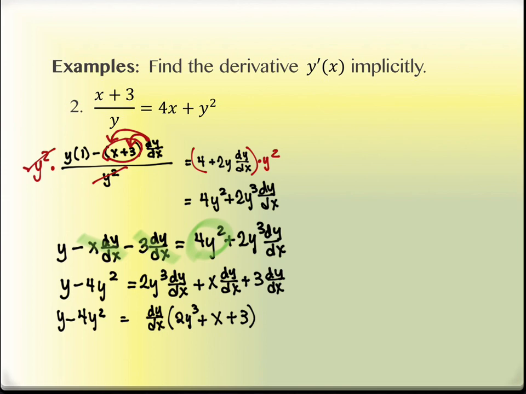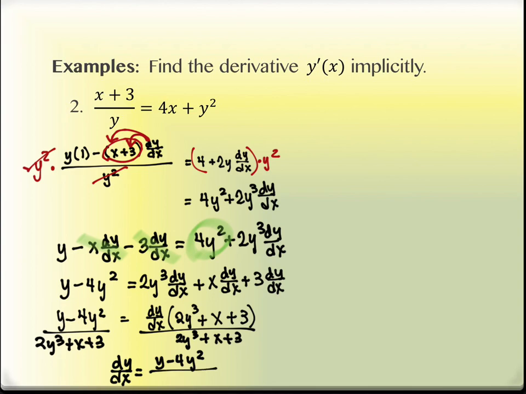What would my last step be? Yeah, divided by the stuff that's in parentheses, the stuff that got factored out of the dy dx. So I will divide both sides by 2y cubed plus x plus 3. And my final answer then for dy dx is that it's equal to what's on the left, which is y minus 4y squared over 2y cubed plus x plus 3. So that's dealing with it as it's currently written.